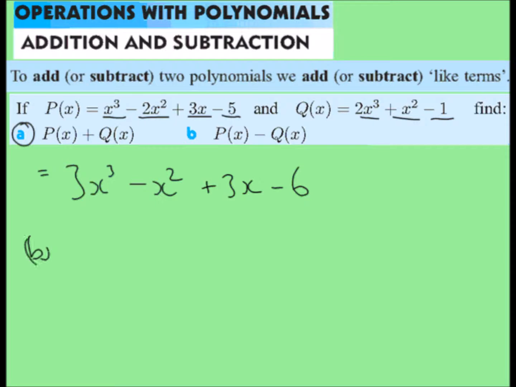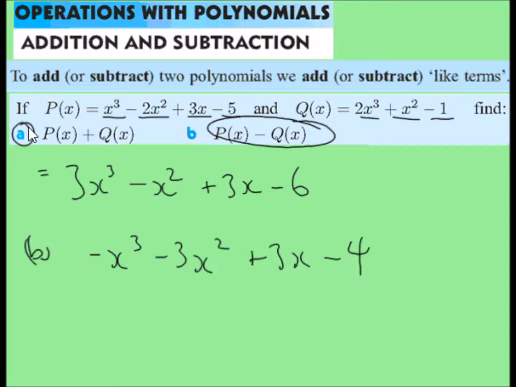Likewise for part B, if you worked out the difference of these two, collect like terms again, so x cubed minus 2x cubed, we get negative x cubed. Then my x squareds, I've got minus 2 minus 1, so it becomes minus 3x squared. I've got plus 3x, and that's all I have for x. Then minus 5 minus 1 becomes minus 4. So very simple.